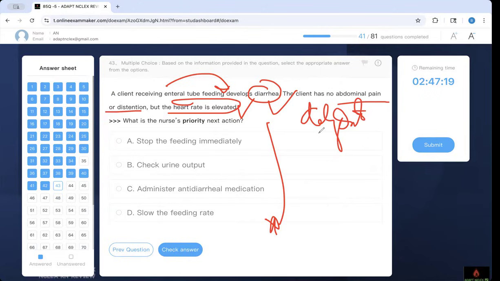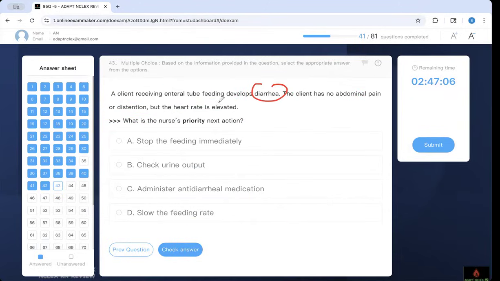Therefore, what do you want to do? Do you stop the feeding? Do you check the urine output? Do you give them anti-diarrhea medication or slow the feeding rate? This is a test-taking strategy. Diarrhea, elevated heart rate, would you suspect probably what? Dehydration. Confirm it. Check their urine output.